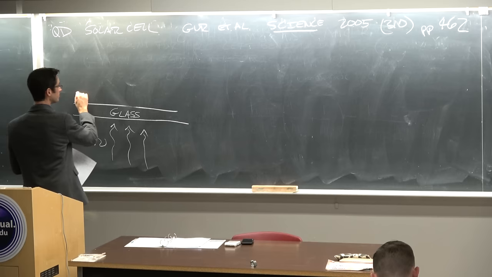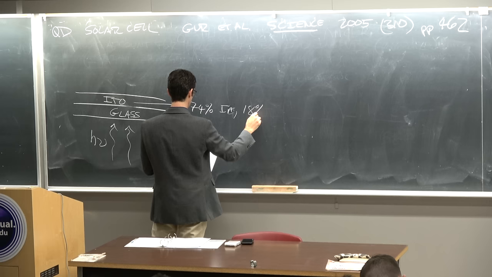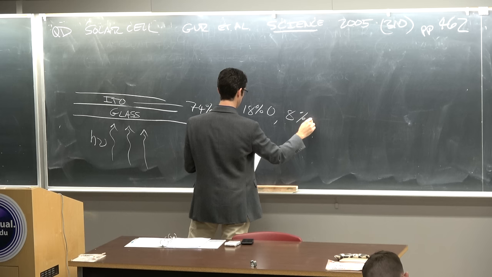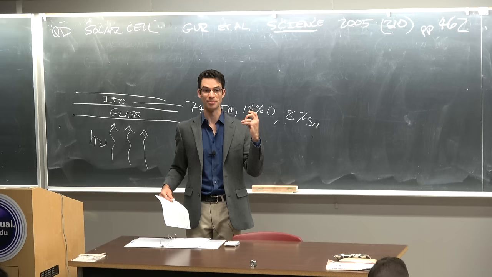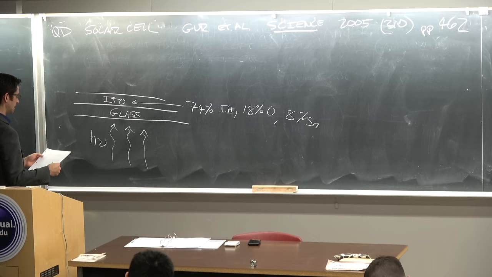On the glass, you have a layer of ITO, which is indium tin oxide, 74% indium, 18% oxygen, 8% tin. All of you have lots of ITO in your smartphones. They're on each side of the transparent display panel. This is used ubiquitously in optoelectronic devices.